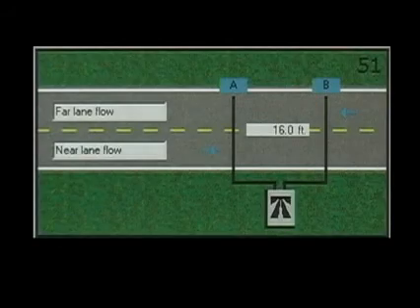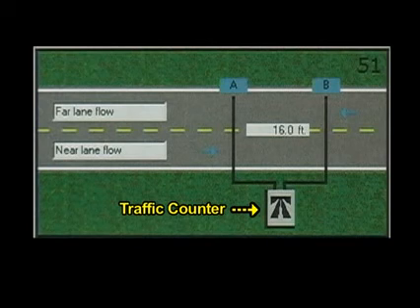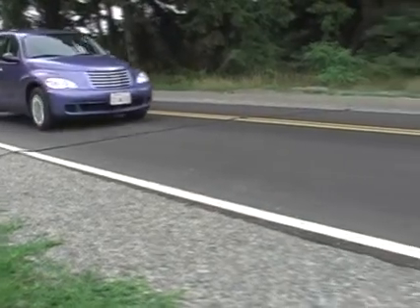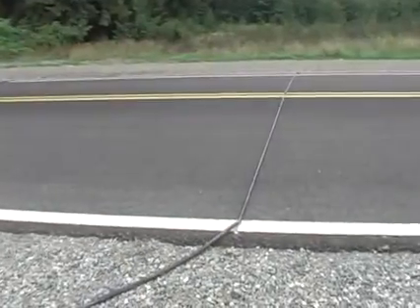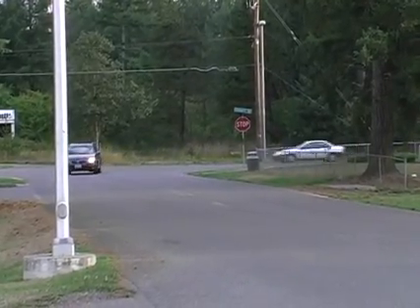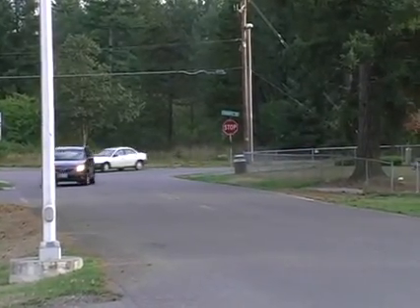Where should traffic counts be conducted? Traffic counts should be done at locations that provide uniform traffic flows. In other words, where vehicle speeds are unlikely to change as they cross the counter. For example, you shouldn't set up a traffic counter within 600 feet of a traffic light, intersection, or curve.